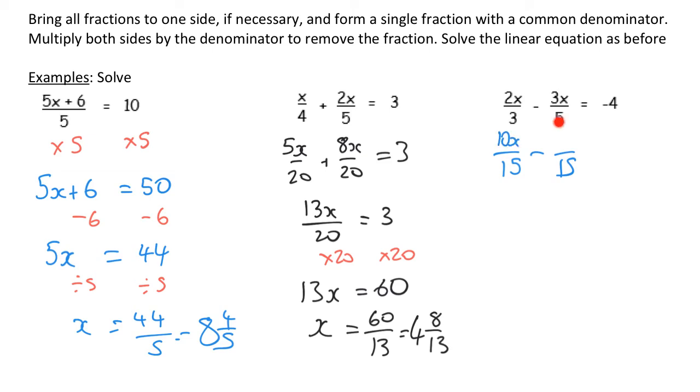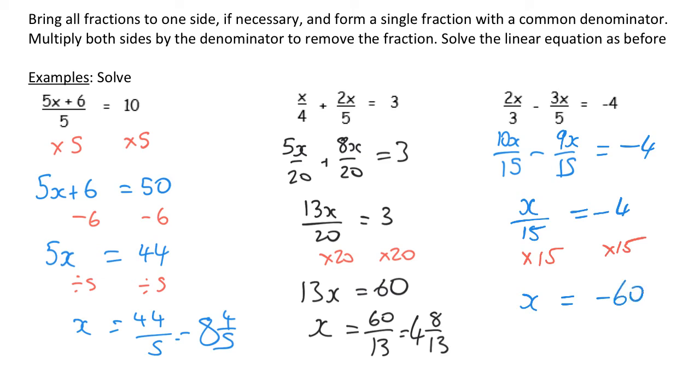To get from 5 to 15, we've multiplied by 3. So we need to do the same on the top. And that gets us 9x. And that equals -4. To subtract fractions, we just subtract the numerator. So 10x take away 9x is 1x, or just x, over 15 equals -4. Multiplying through then by the denominator, so if we multiply both sides by 15, what we get is x equals -60.